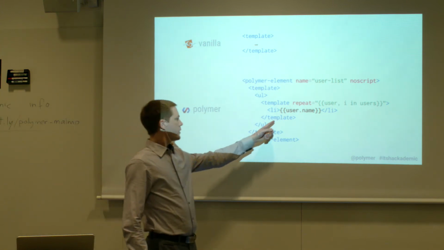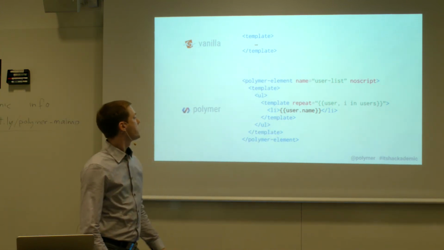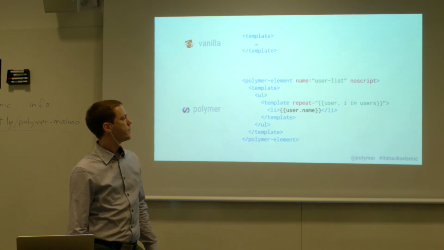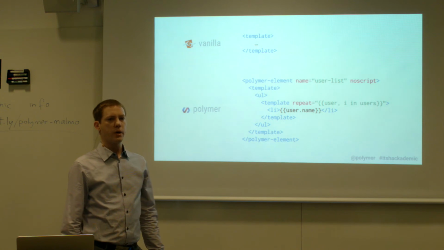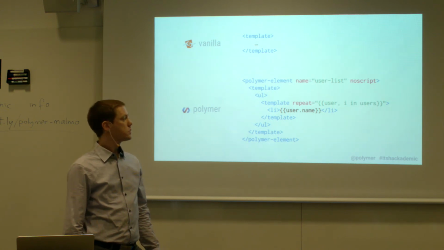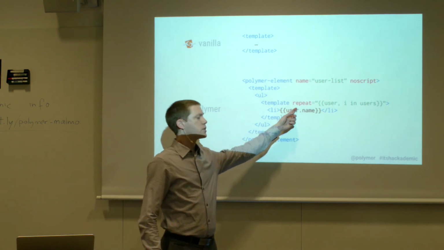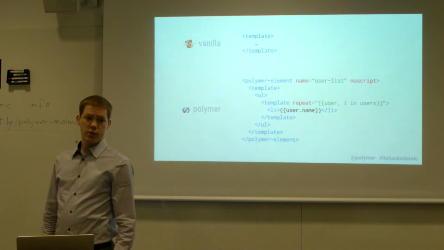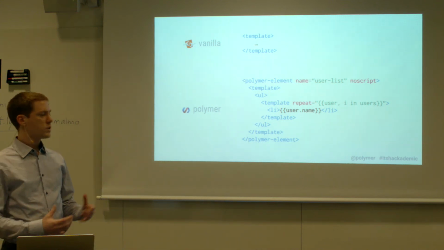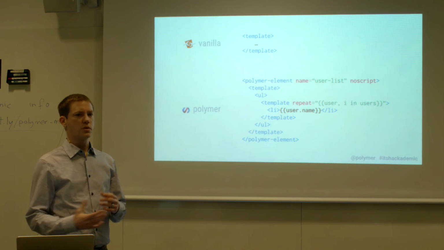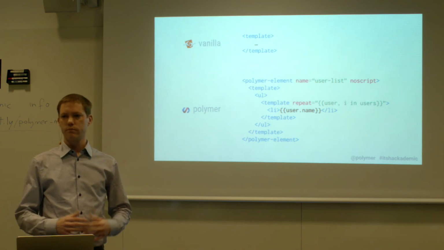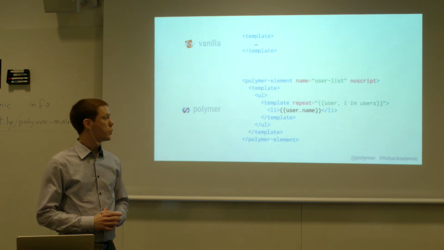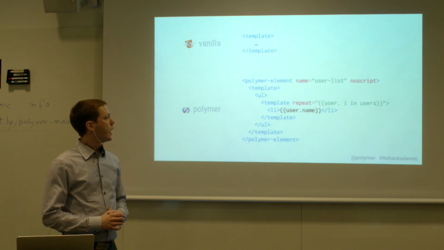And all these curlies, that's something that Polymer adds. It's one-way or two-way bindings of variables, and you can do repeat things, and you have conditionals and stuff. So this is what you're used to if you're using Mustache or Angular or whatever templating framework you work with today. So that's kind of cool.